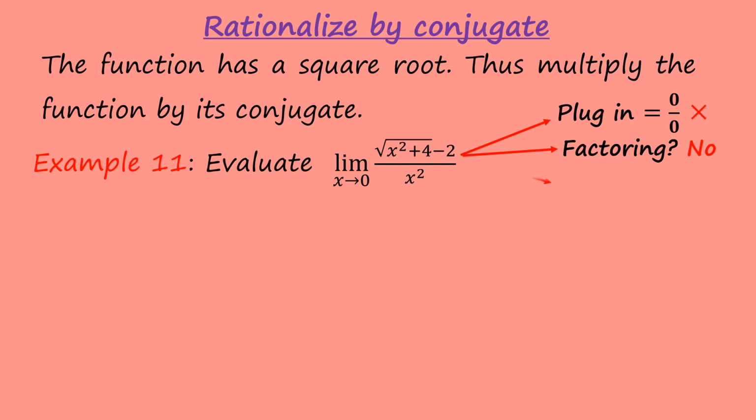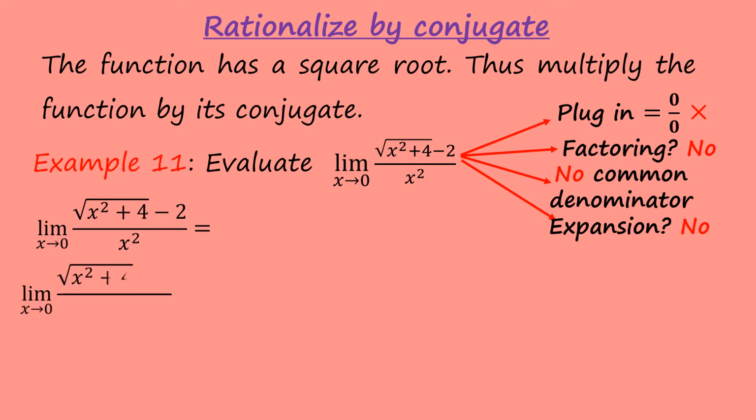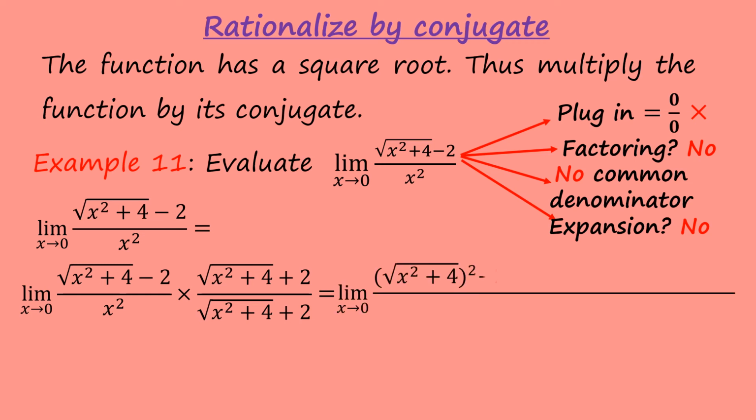Then the next one is for us to ask if there is a common denominator, but there's no common denominator. Then the next is can we use expansion? There's no way we can expand anything from there. Therefore, we need to use our normal rationalize by conjugate. Now, we multiply the numerator and the denominator by the conjugate. Then we expand that. If we expand, we're going to get this.